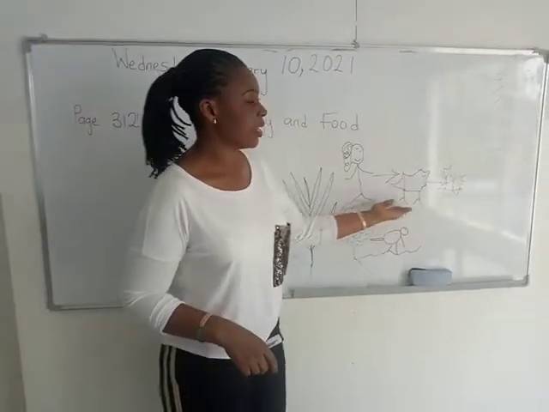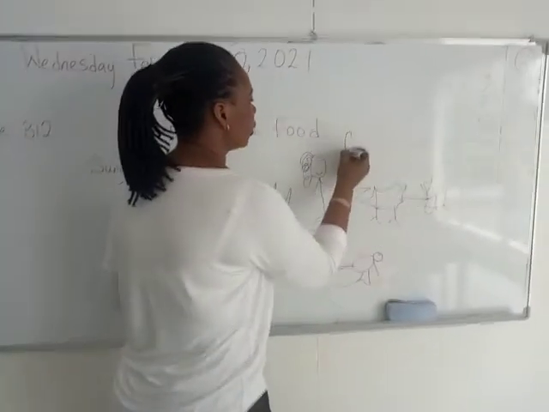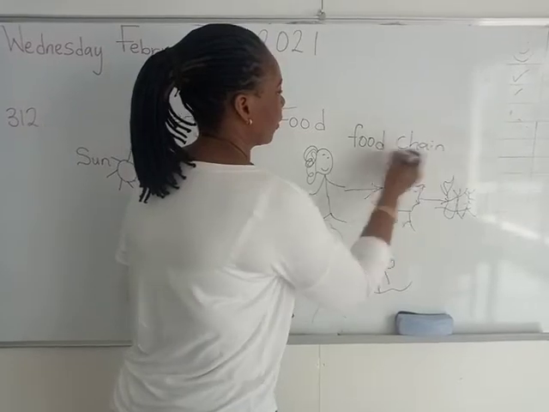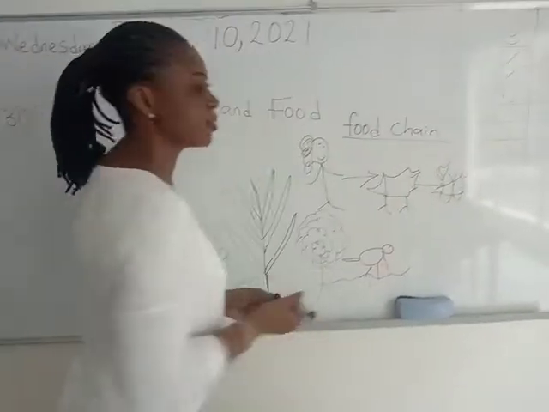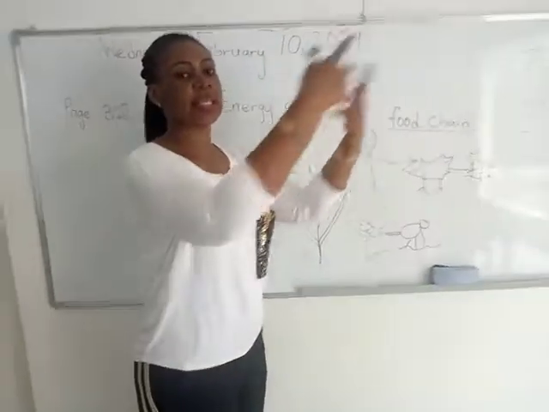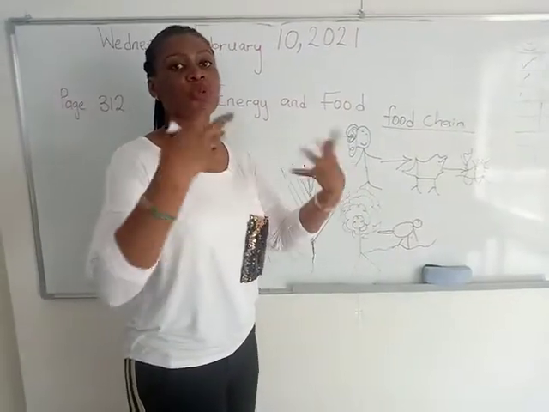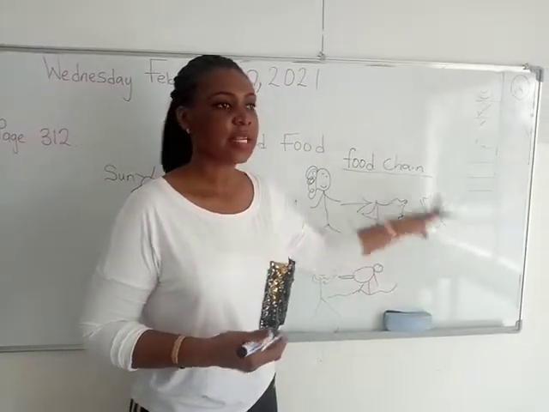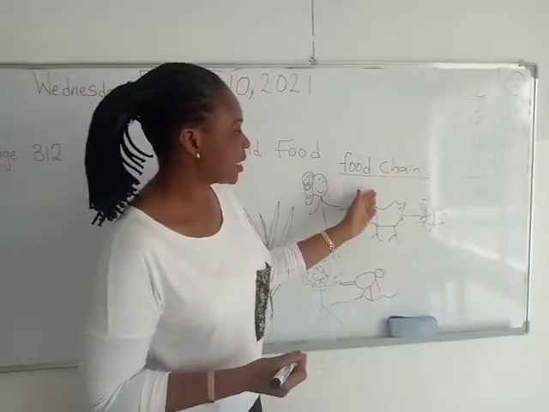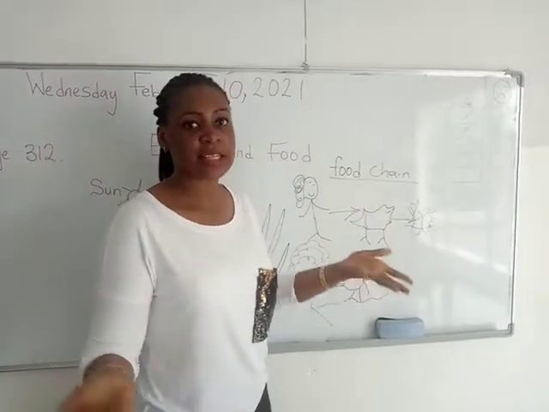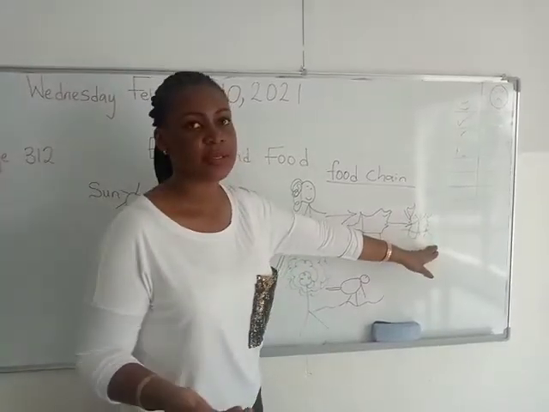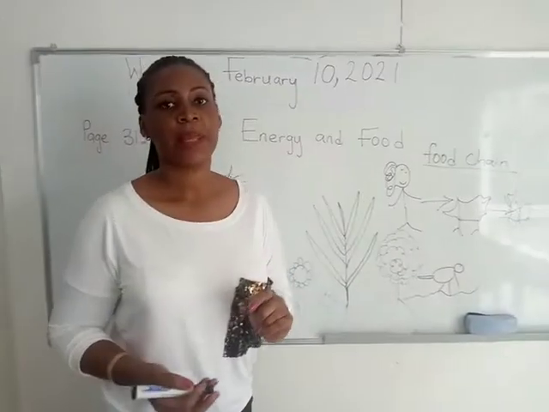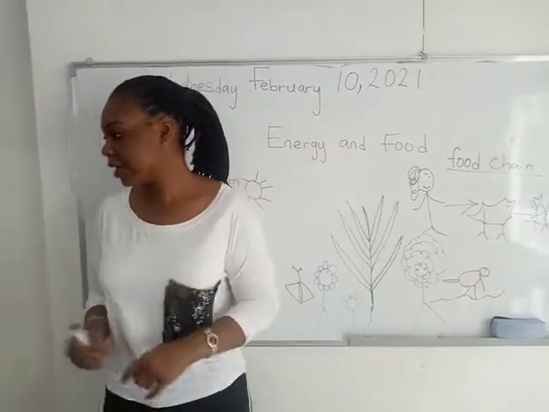Okay, so this is an example of what we call a food chain. It's simply a process by which one living thing eats another living thing for it to survive, okay? Because I cannot eat the grass, all right? So I have to eat meat, but indirectly I'm eating the grass because the cow eats grass, all right? So this is an example of a food chain. Understood? Perfect. Now let's go back to the book.